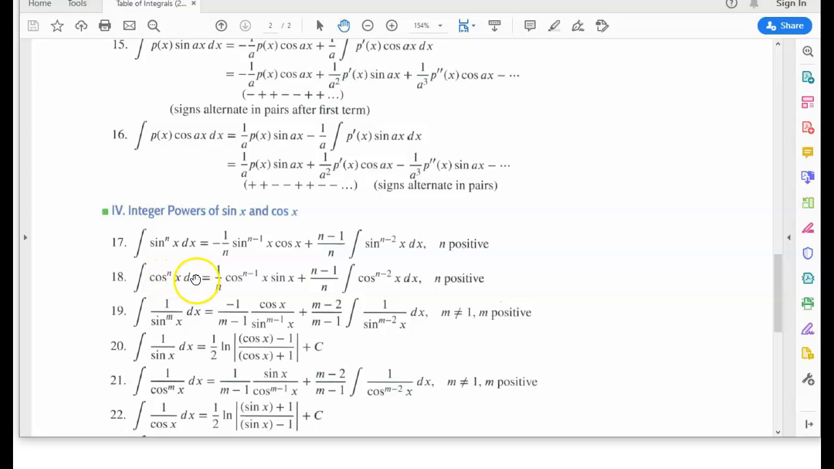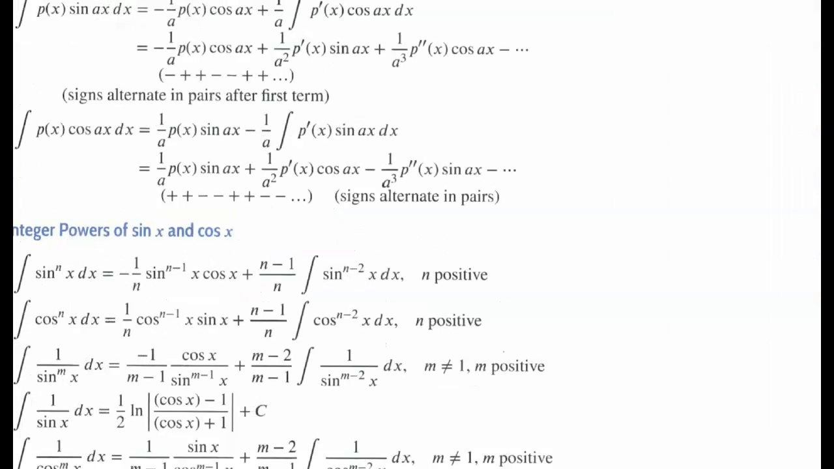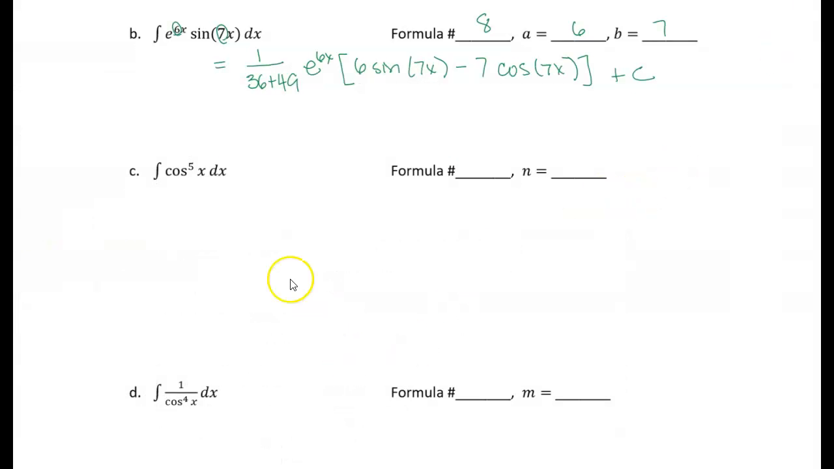Okay, here, cosine to the n of x dx. And we have this formula. So the only variable really is n. I'll just minimize this. So we're going to use formula number 18, and in this case, n is 5. Okay, so now it's just a matter of plugging stuff into the formula.